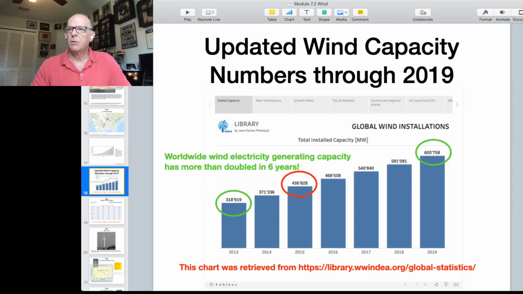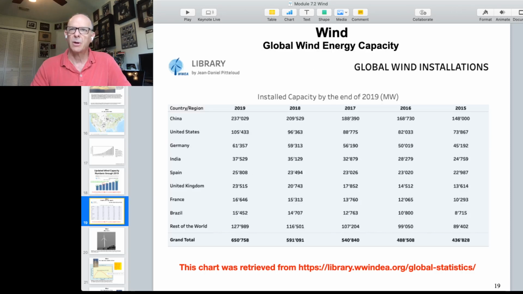Updated now to 2019 from the website indicated here, and you can go get some additional information if you're interested. Here in 2015, you see that number of a little bit less than 450 gigawatts, and in 2019, it was up to 650 gigawatts. You see that that 2013 number is less than half the 2019 number. That means it's doubling in less than 6 years. So that means it's growing at more than 10% per year.